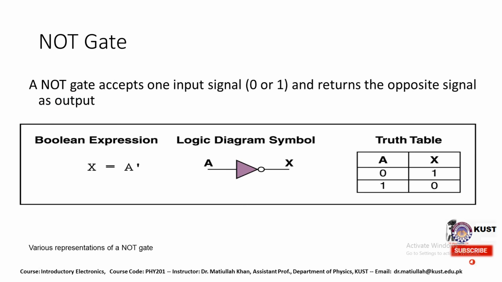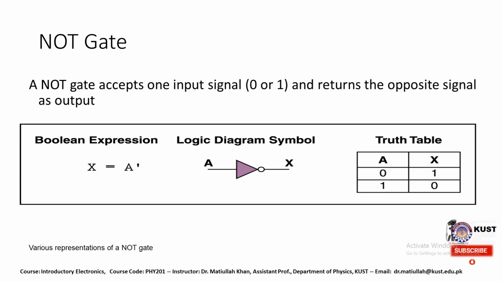So let's come toward the NOT gate, which is a single input gate, and all the gates use the binary number system. In the previous lecture we discussed the various number systems, like the binary number system, octal number system, decimal number system, and hexadecimal number system. Logic gates in digital electronics basically work on the binary number system. In the binary number system we have two values, 0 and 1. 1 is used for the switch on situation, and 0 is used for the switch off situation.